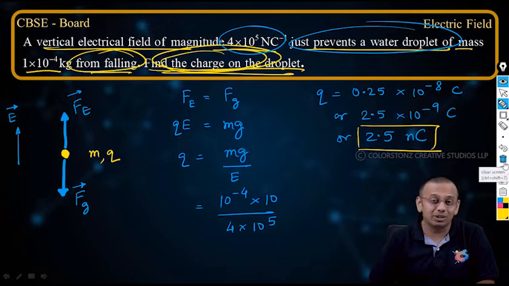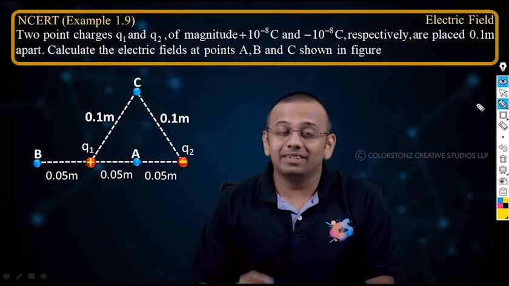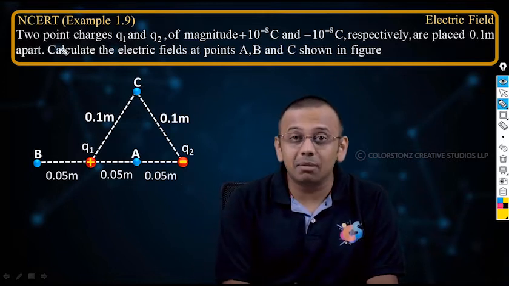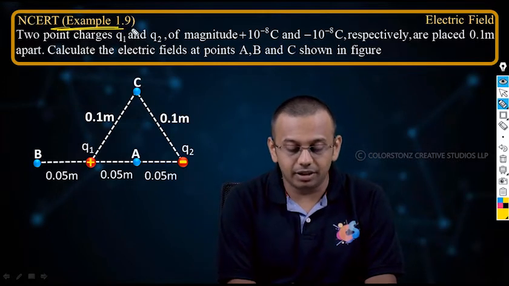Let's see the next question. All right, this is the next question that we have. This is from NCERT example 1.9.